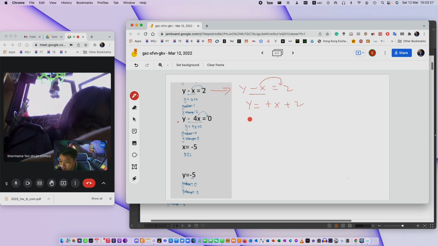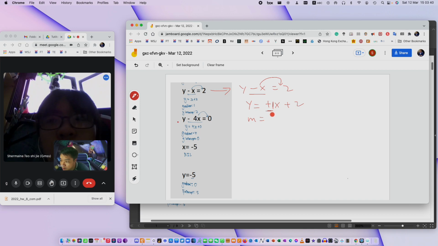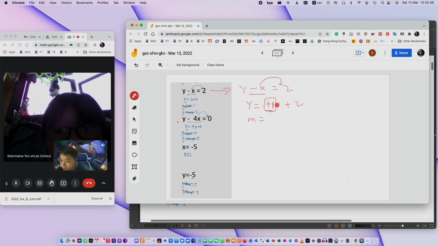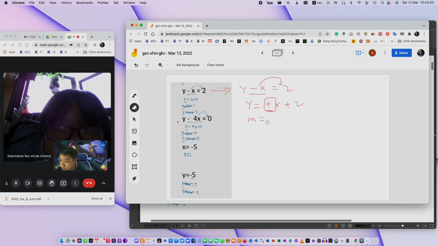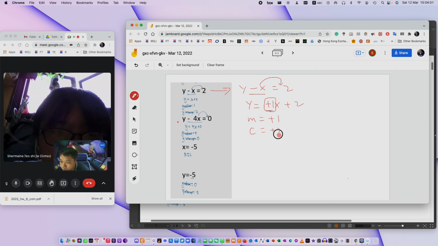And then your gradient, so your m is equal to... Are you paying attention? Here, when there is a plus, it means it is plus 1, not plus 0. Usually the 1 is not written, so the default is plus 1. So that's why your gradient is plus 1, and the y-intercept is plus 2. So your answer is correct.